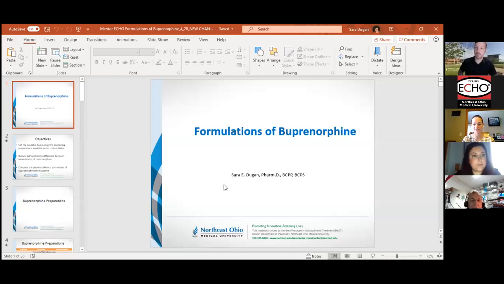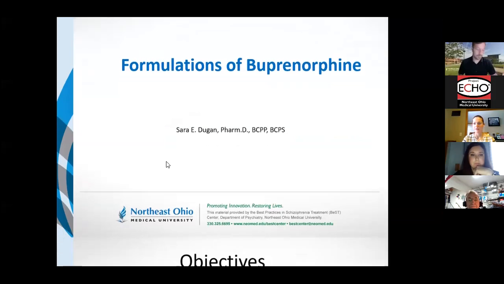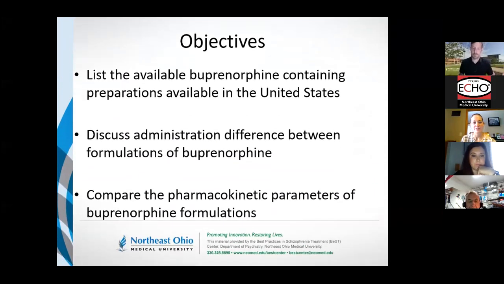Our topic for today in the mentor rotation is the formulations, so formulations of buprenorphine. Our objectives are just to list the available buprenorphine products, discuss some of the administration differences between those formulations, and then compare some of the pharmacokinetic parameters, because that's where some of those differences do lie.